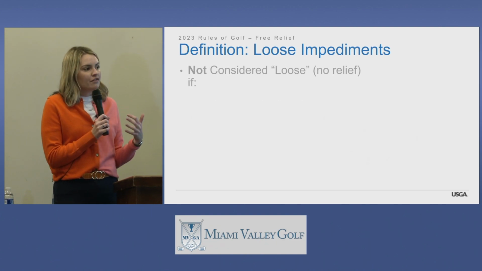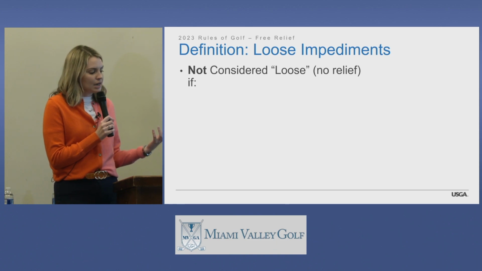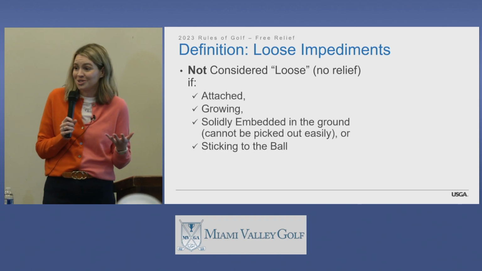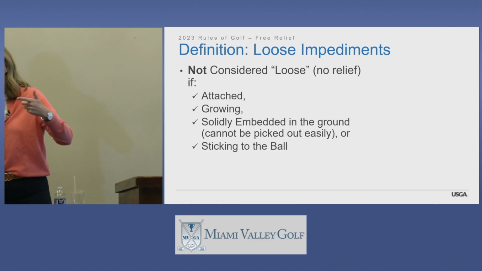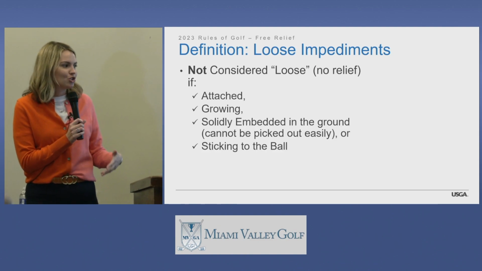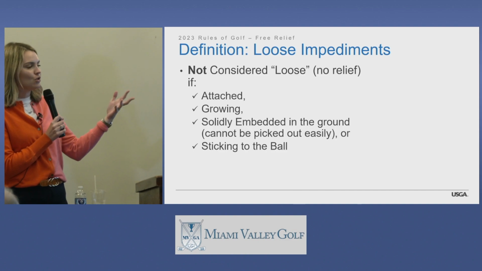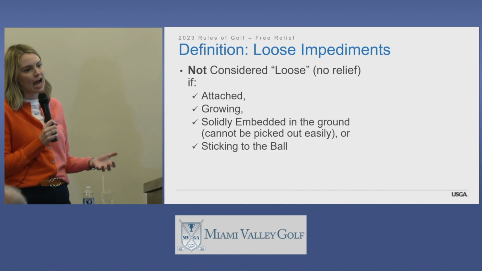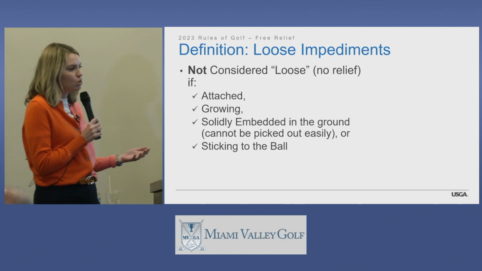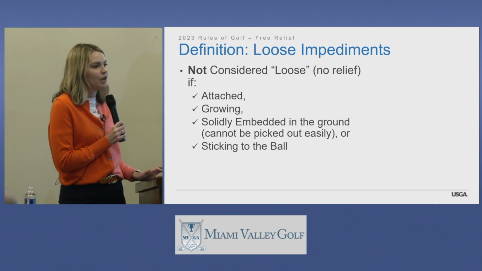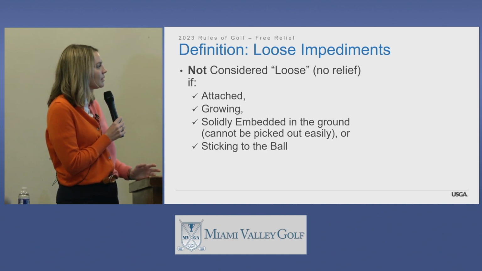But we have some caveats. When are these things not considered to be loose impediments? Well, if they're not loose, right? If we're still attached, we're still growing. That tree branch, the fescue that's growing out of the ground, that hasn't yet become detached. It's still part of the course, so we're not able to move it like we can with loose impediments.